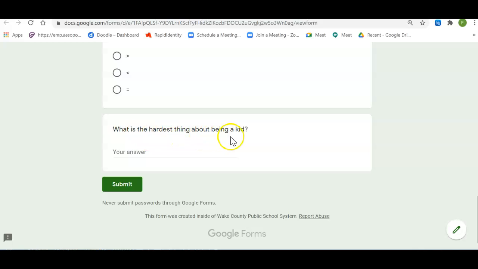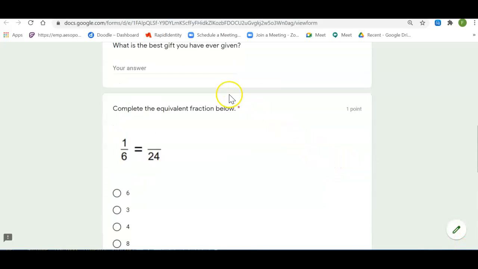What is the hardest thing about being a kid? Type your answer right here, guys. You can type that in a complete sentence, or you can put it in a few words. After you finish, click on submit and turn it in.